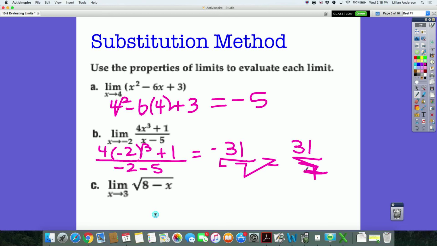Same thing down here. The square root of 8 minus x. You plug in 3. What's 8 minus 3? 5. So, again, if you did it in your calculator, that would be the decimal equivalent that you would get to the square root of 5. And it's as simple as that.